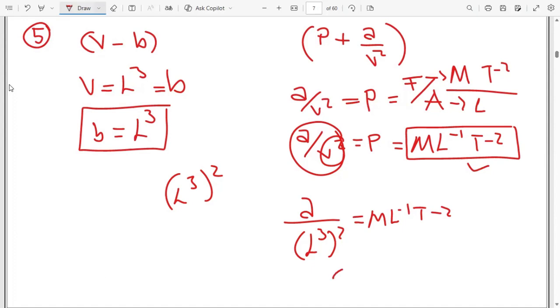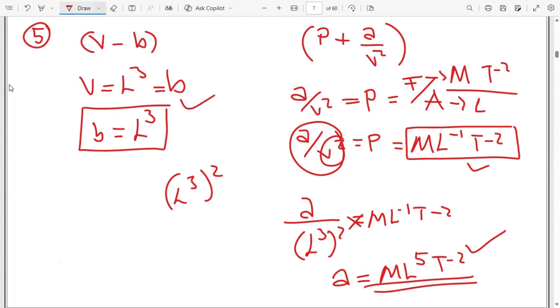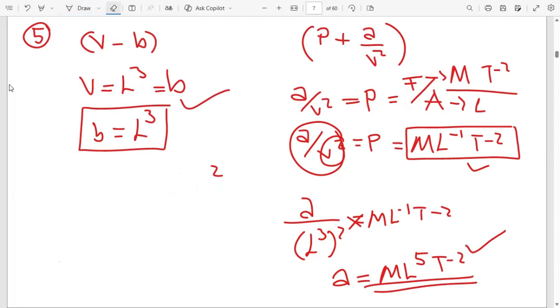So what are going to be the dimensions of a? It's going to have dimensions M L to the power 5 and T to the power minus 2. You're simply cross multiplying there. And there you have it. You have your dimensions for a and your dimensions for b, just like that. Is there anyone with a question?